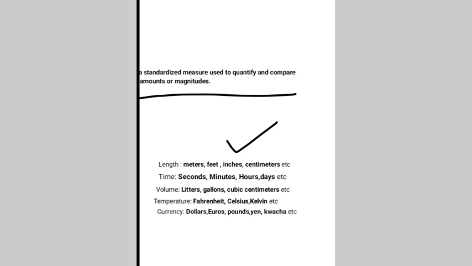We have main types of units that we can talk about. However, in this video we are just going to talk about two main types of units. The first one is the base unit. What is a base unit? A base unit is simply a fundamental, independent unit that forms the basis of a measurement system.